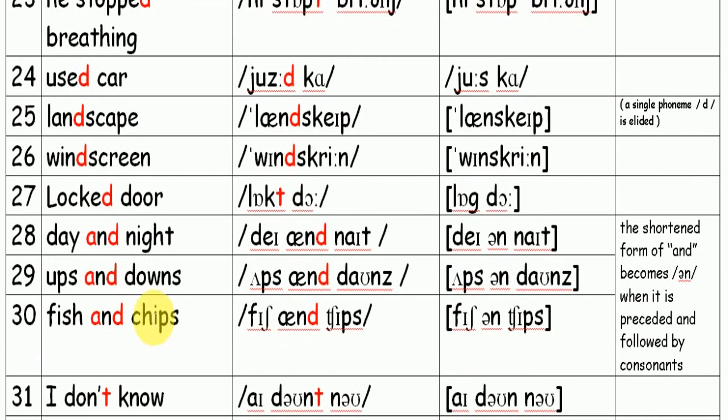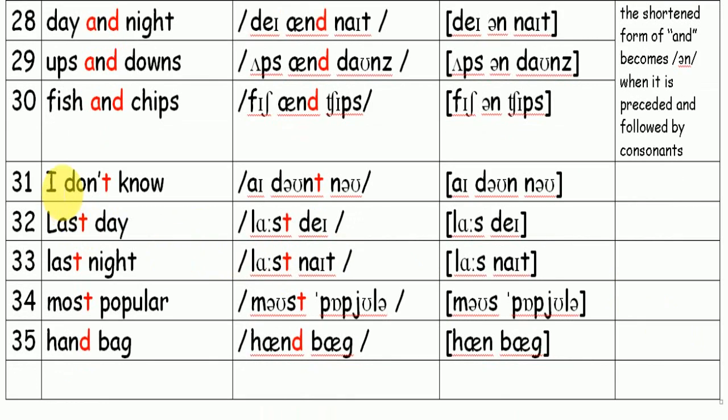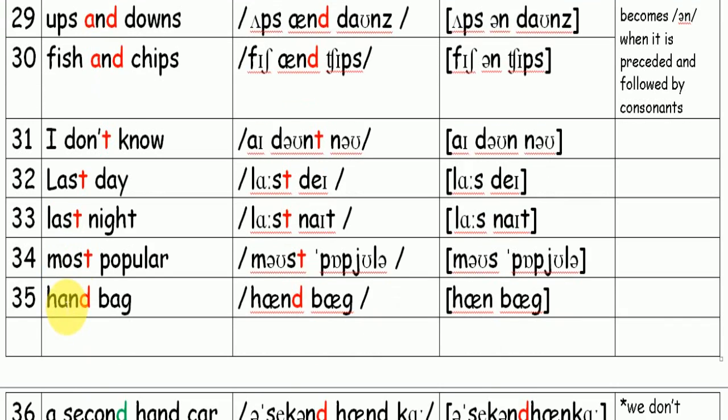Day and night, ups and downs, fish and chips. The shortened form of "and" is used when it is preceded and followed by consonants. Last day, last night, most popular, handbag.